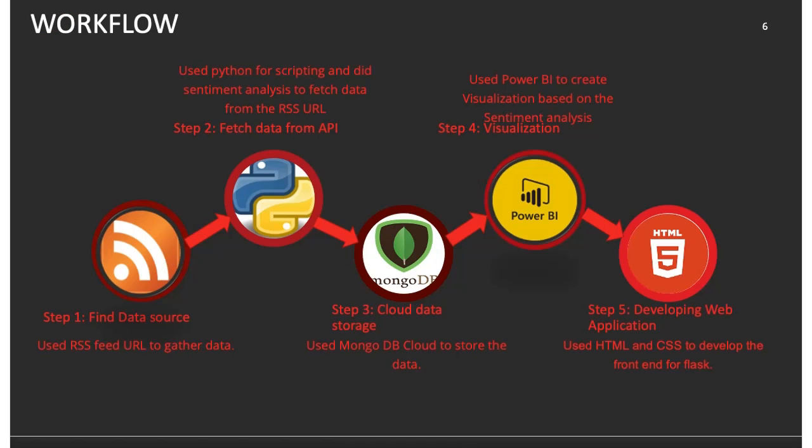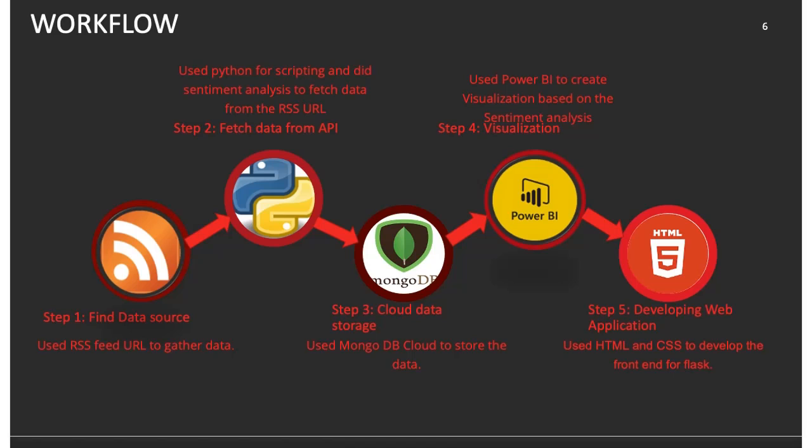The workflow for this assignment is to find the data source, where we have used RSS feed and URL to gather the data. The second step is to fetch the data from the API. Here we have used Python for scripting and did the sentiment analysis on the data fetched from the RSS and URL. The third step is cloud data storage, where we have used the MongoDB cloud to store the data.